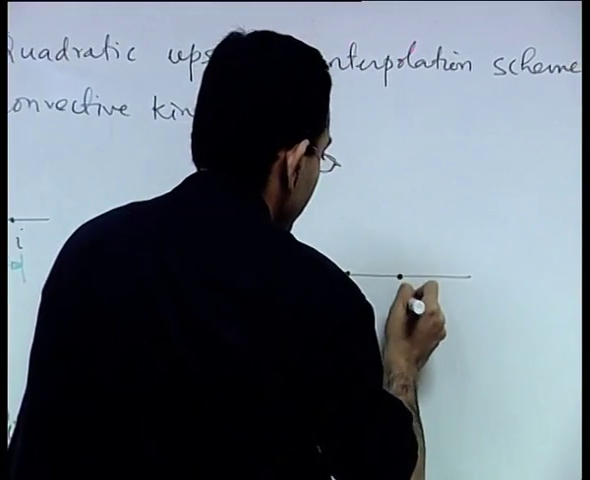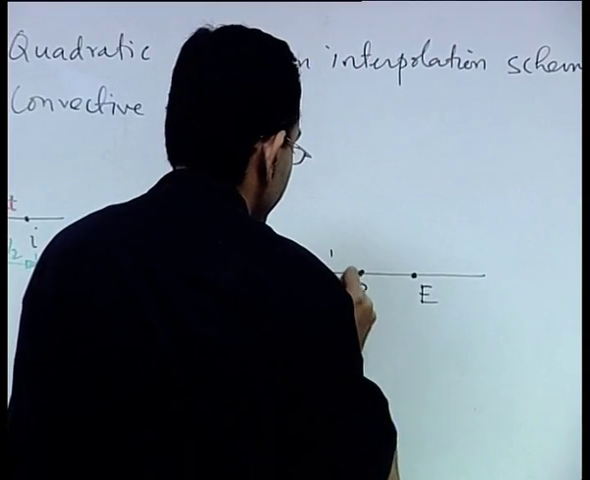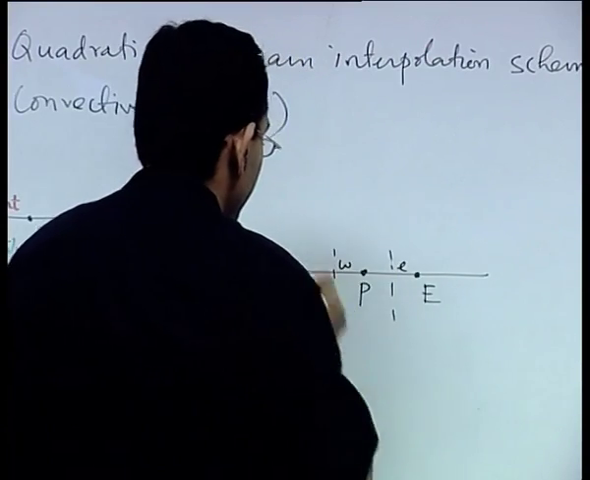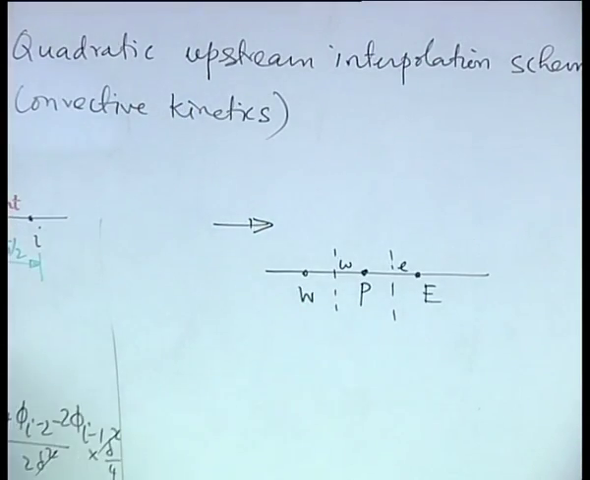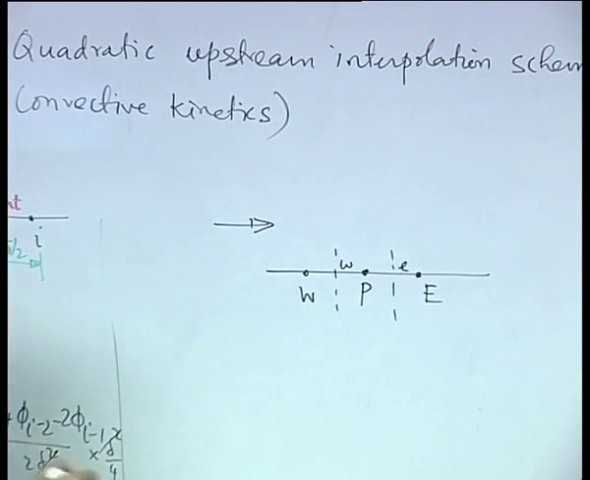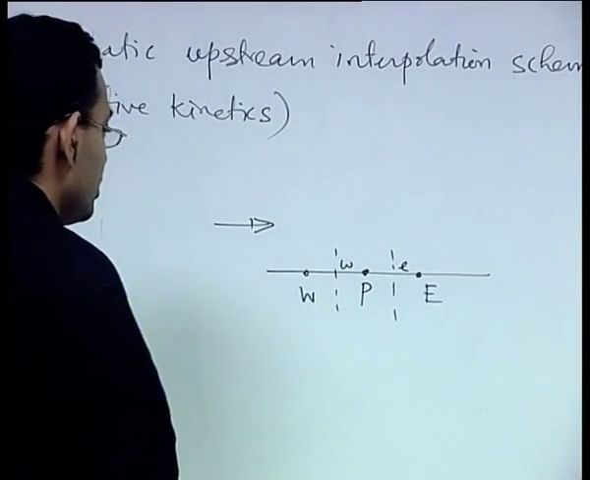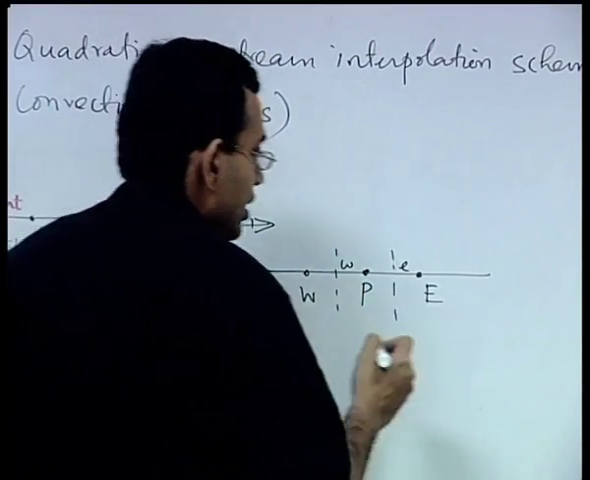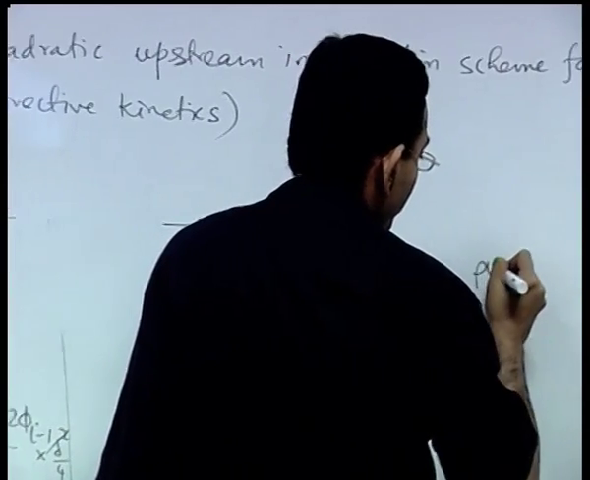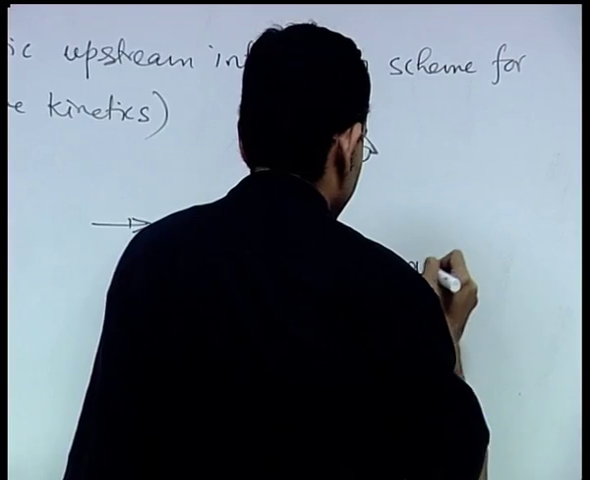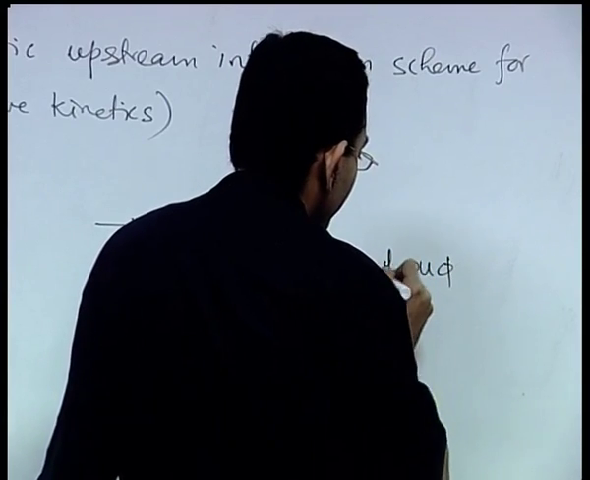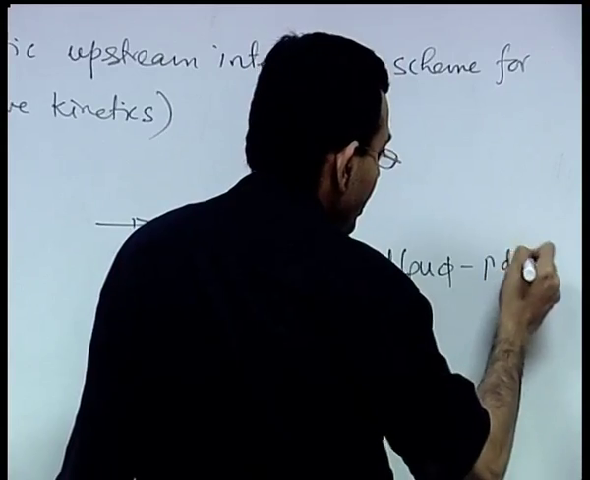So P, E, W. Let us consider a one dimensional problem and let us say that this is the flow direction. Okay. So if this is the flow direction, now let us write the corresponding discretized equation. So you have d dx of rho u phi minus gamma d phi dx equal to 0.